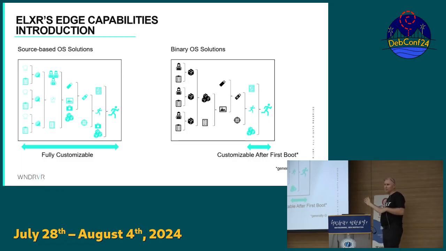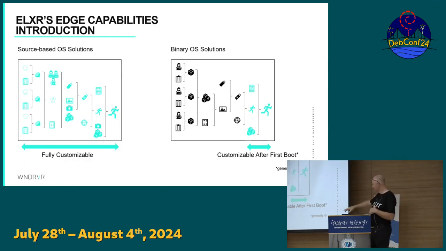On the right, you have something like Debian. So you have a binary solution. And here you can see that customization is really at runtime. So Debian produces and publishes ISOs. There are some solutions that you can use.